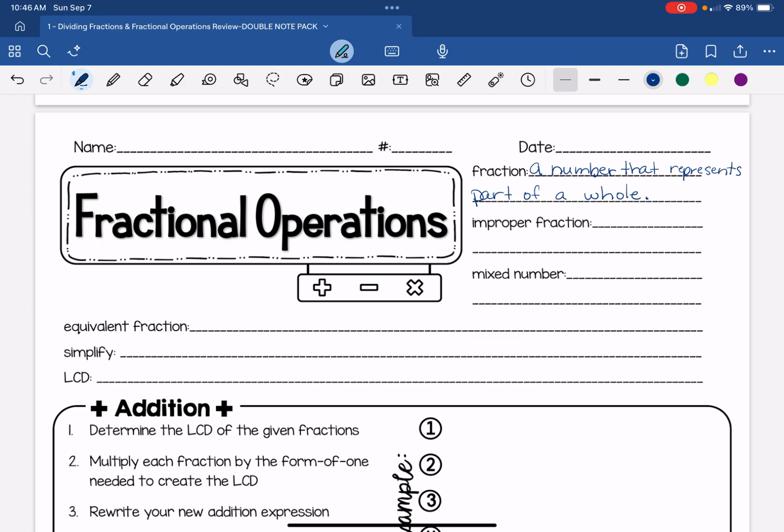Improper fraction is a fraction that represents a number larger than 1. So the numerator is larger than the denominator. The top number is bigger. A mixed number is a whole number and a fraction together.